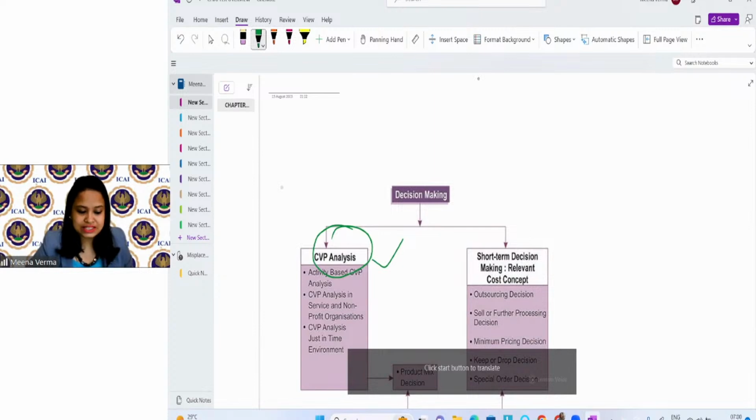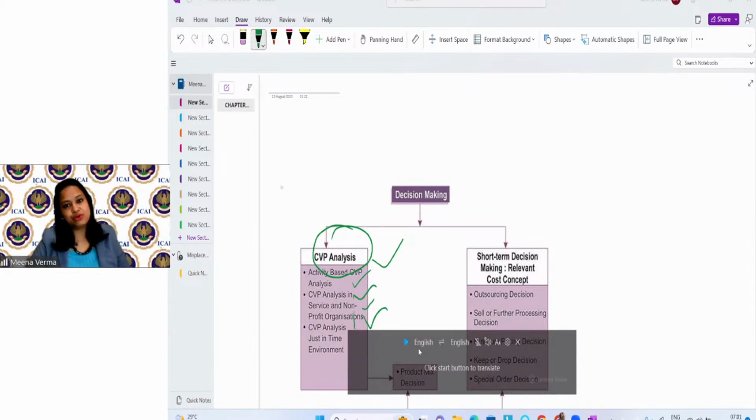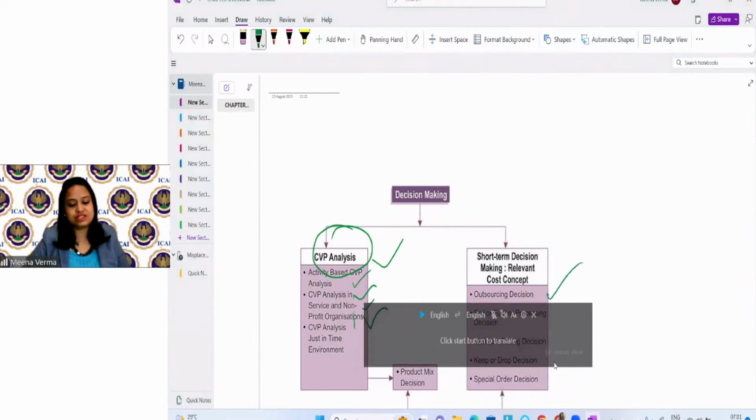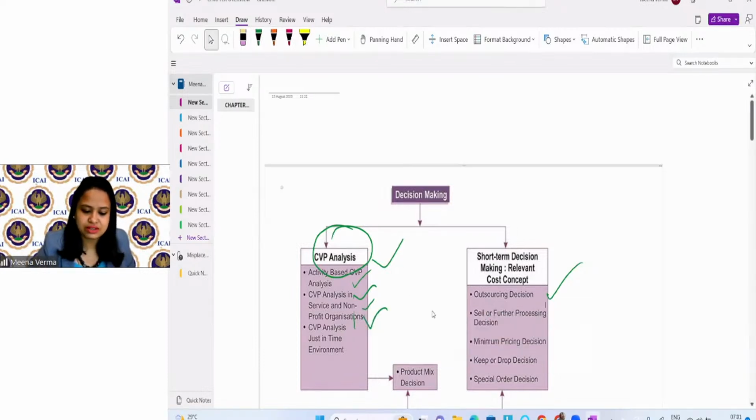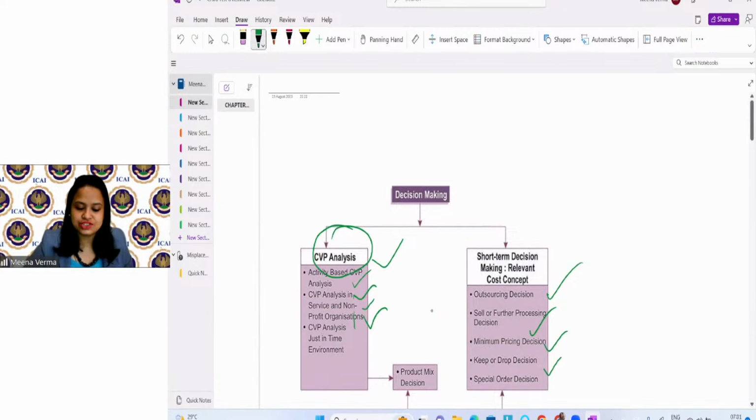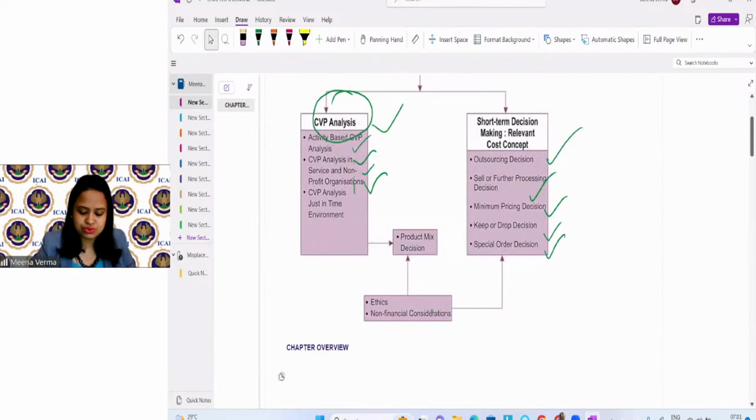You will see how you can use it in activity-based costing, in the service sector, in non-profit organizations, in a just-in-time system, in product mix decisions, and in various other decision-making processes. We use it in sell or further process, minimum pricing decision, keep or drop decision, and special order decision. So we use this method in various types of decision making.